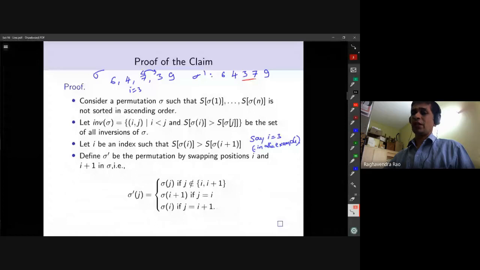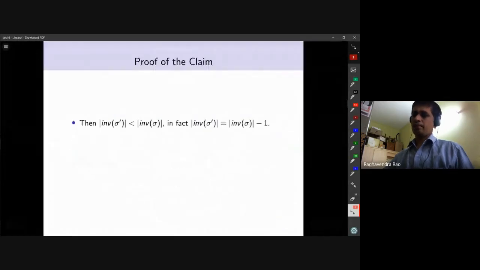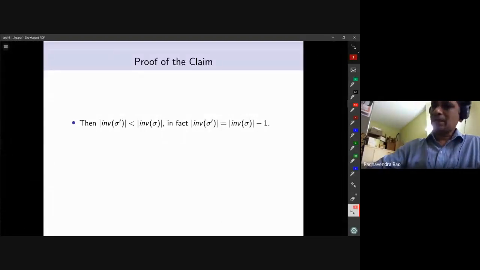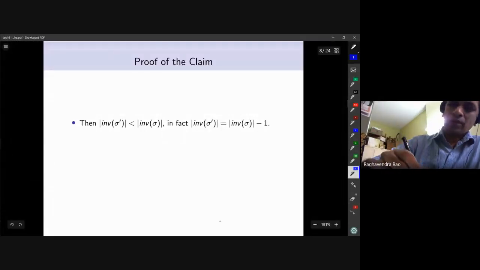Okay. So now let us see, with this definition of sigma prime, we saw that the cost reduces. First, let's go over it very quickly. I hope I have convinced everybody. So the cost of sigma prime is less than the cost of sigma.